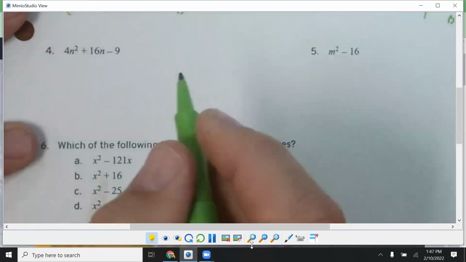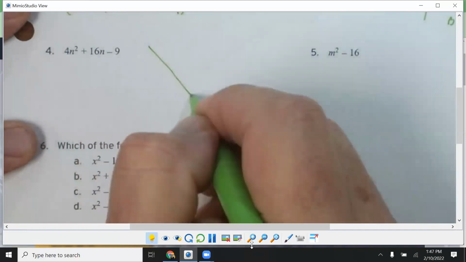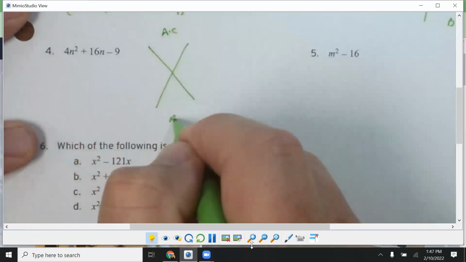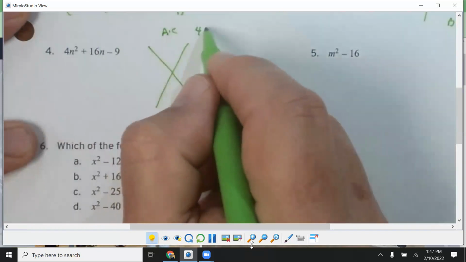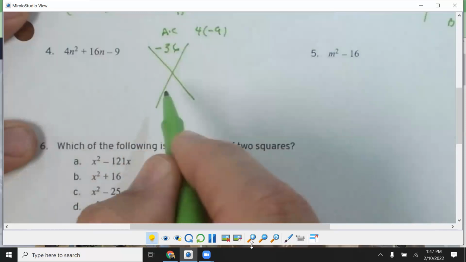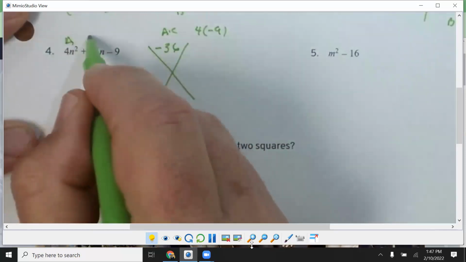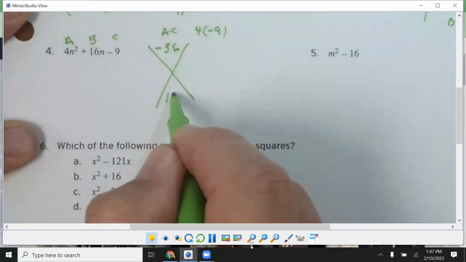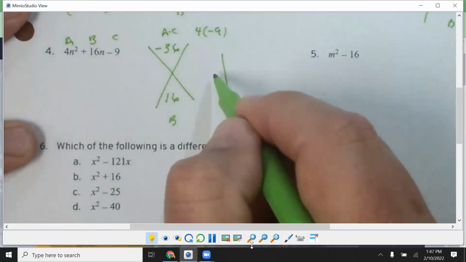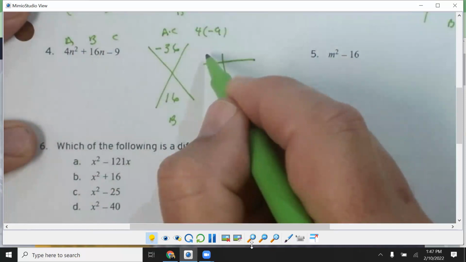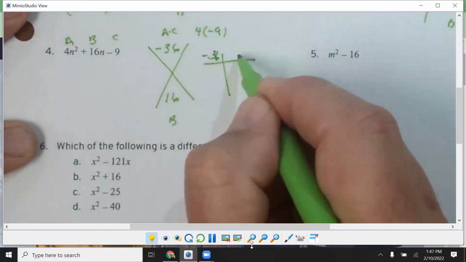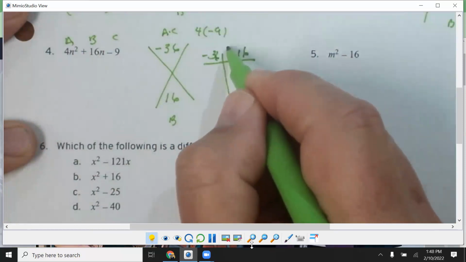So here we go, we're going to do this. All right, so the first thing I'll do is my X game. I'll do my A times C, and I'll have my B here. My A is 4, my C is negative 9, so this is going to be negative 36. My B value, remember this is your A, your B, your C, is a positive 16. I've got to think what two numbers could I multiply together that will give me negative 36, but when I add them, I get a positive 16.